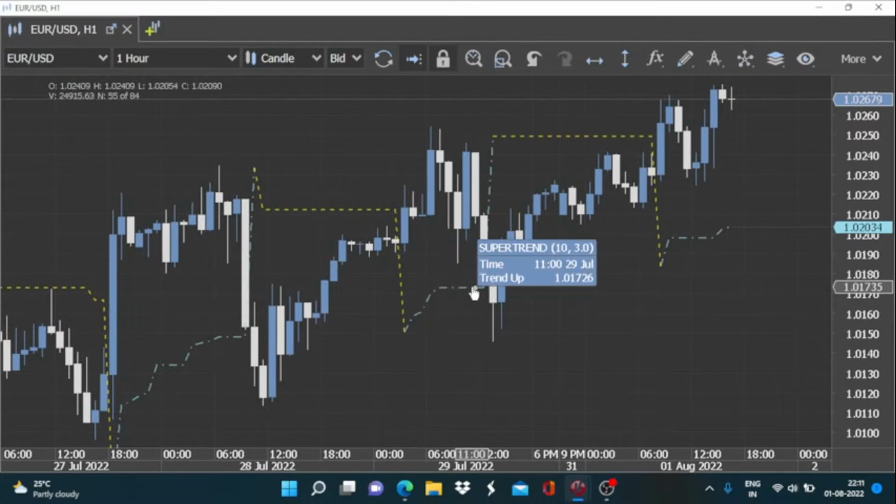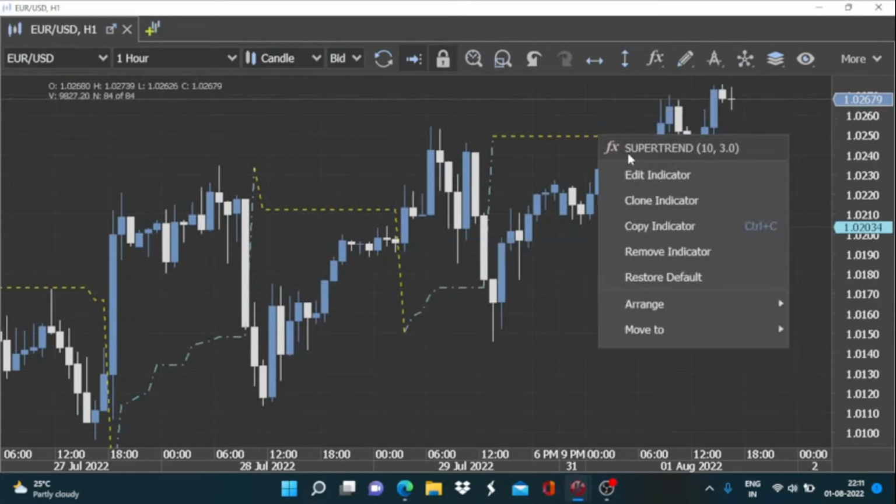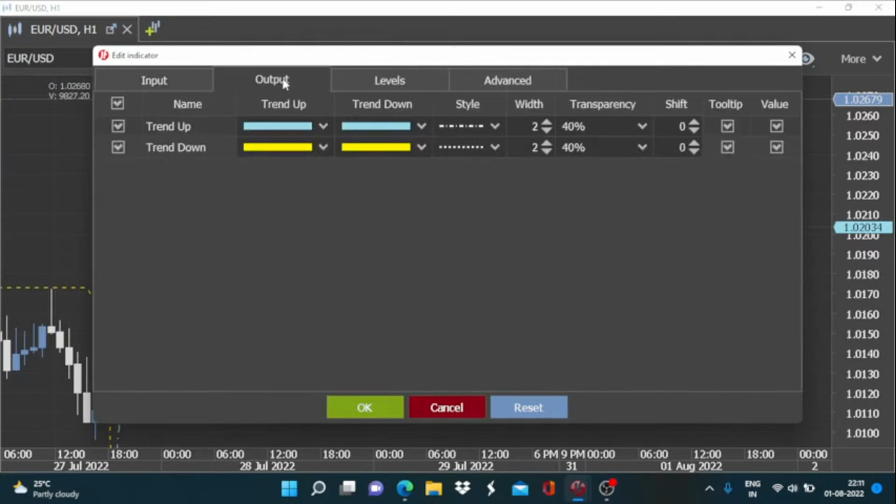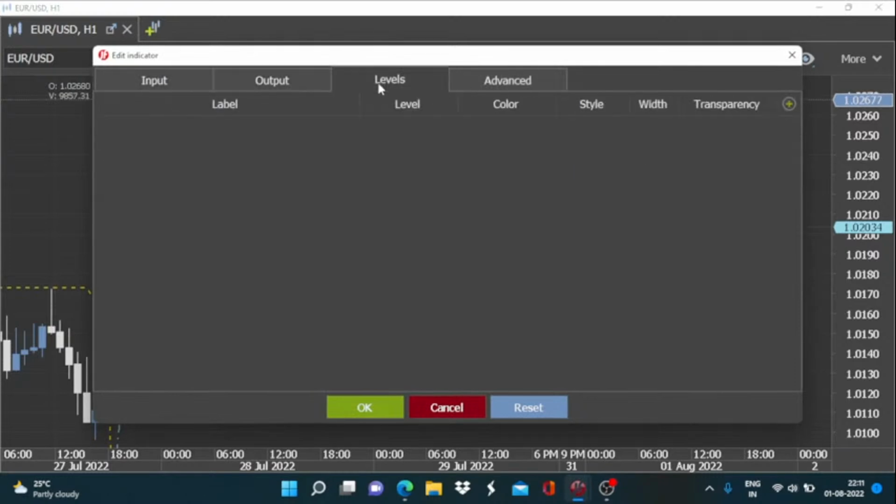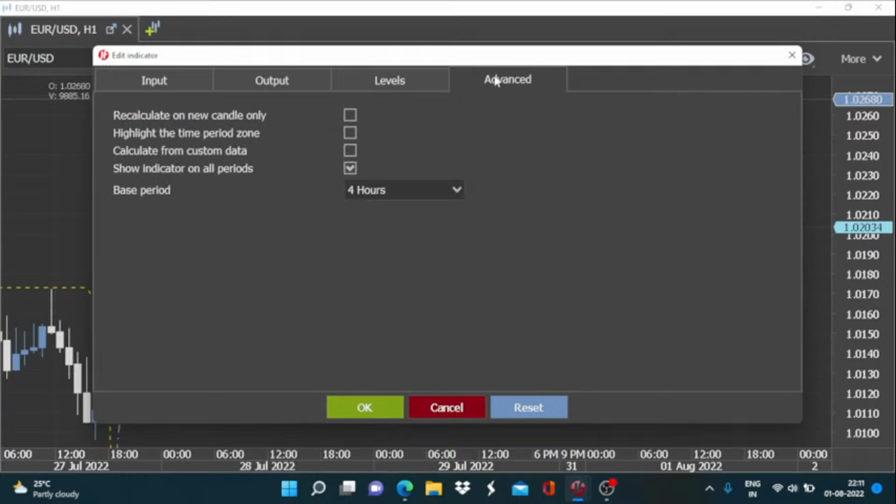Okay, so these are different styling options. Now we consider what more can be done. So we go to the levels. There is not much to be defined on these parameters. So let us consider the advanced parameters while looking for the output value of these indicators.